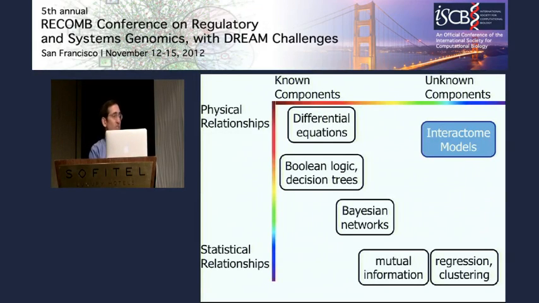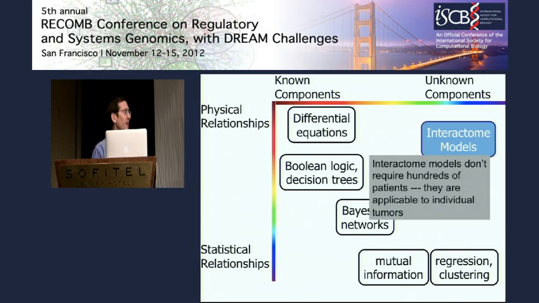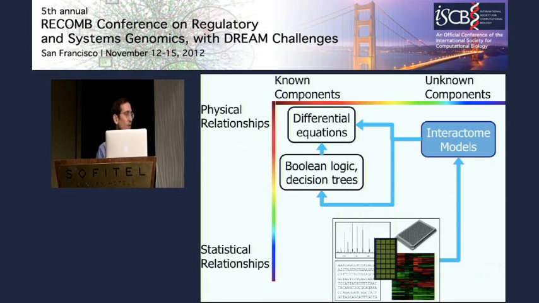At the other end of the spectrum are things like differential equation-based models, which are fantastic for small systems, where you know all the components, and they can directly model the physical relationships, but they're not applicable yet on the genome-wide scale. And so these interactive models live somewhere in between, where they're very powerful for systems of unknown components, but provide us with physical network models. And a final point in relationship to other kinds of modeling, then, is because the interactive models don't require huge data sets to identify covariation, they are applicable to individual tumors as well as being applicable to hundreds of patients.